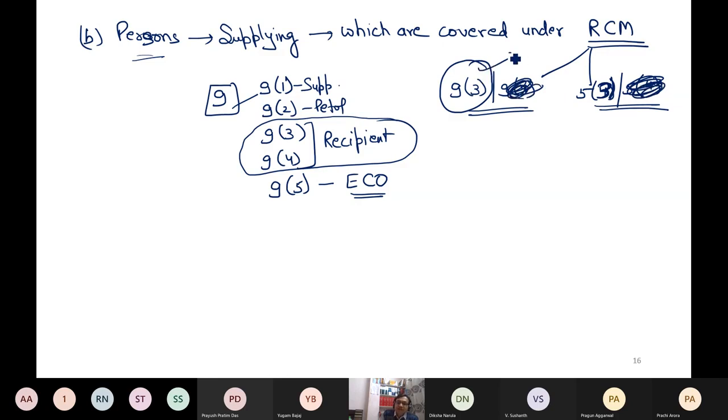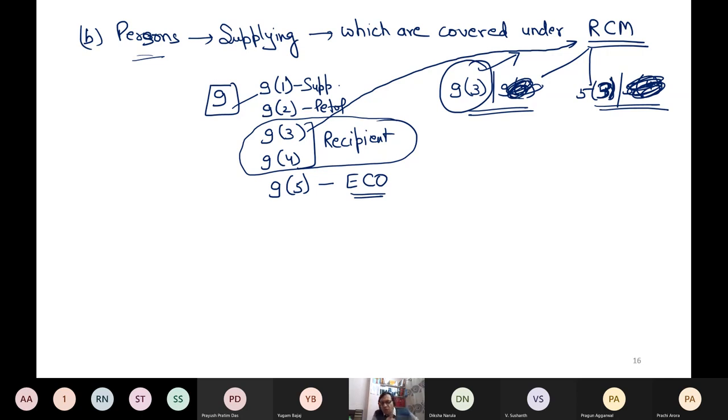So when a recipient is liable to pay tax under section 9 subsection 3, if you remember, there was a difference between section 9 subsection 3 and 9 subsection 4. In 9 subsection 3, bidi wrapper and tendu leaves are covered. In 9 subsection 4, promoters are covered, cement promoters, etc. You have to revise those concepts. So for reverse charge mechanism, there are two sections, section 9.3 and 9.4. But exemption is available only to those who are supplying products or services covered under reverse charge of 9.3 only and not 9.4. That's it.